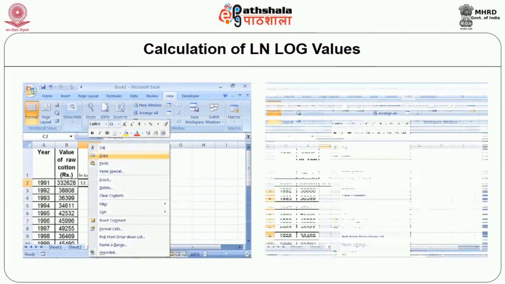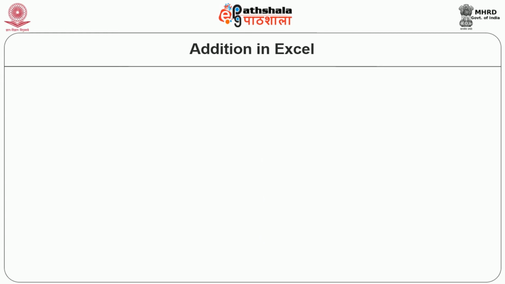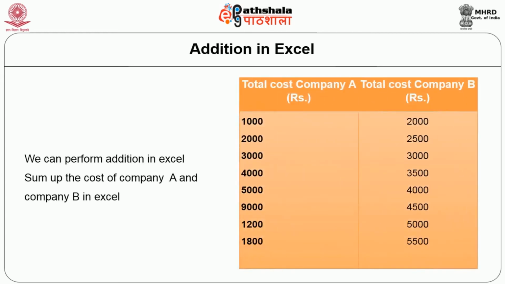To calculate the ln values for the remaining values, copy the C2 cell and paste it into the remaining cells. It will display the ln values for the remaining values, or drag the C2 cell to the remaining cells. Then addition in Excel. We can perform addition in Excel.